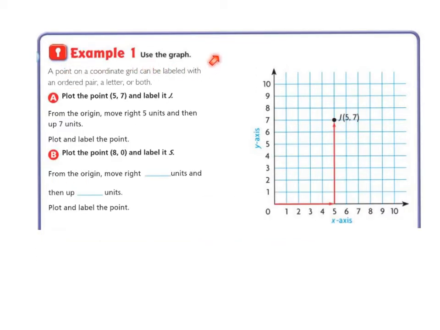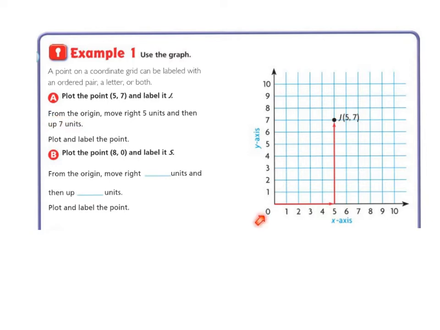All right, example number 1, we're going to use the graph, this one right here. A point on the coordinate grid can be labeled with an ordered pair, a letter, or both. So we're going to plot 5, 7, and then we're going to label it J. Okay? So right there, they've done it for you. They labeled it J, and they plotted 5, 7. Let's make sure that they did it right.